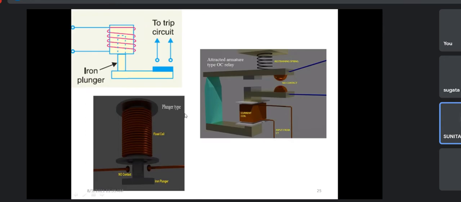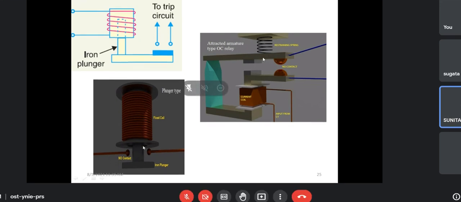Now these are the different types of relay. So this is the schematic. When this solenoid or electromagnet is energized, then the iron plunger will move upward and close the trip circuit. Now this is the plunger type. Plunger type means it will attract this iron plunger. When it moves upward, it will close this circuit. And this is an attraction type, right? So the attraction type, can you see? Can you follow my arrow?